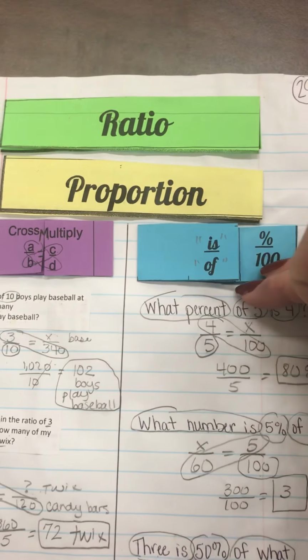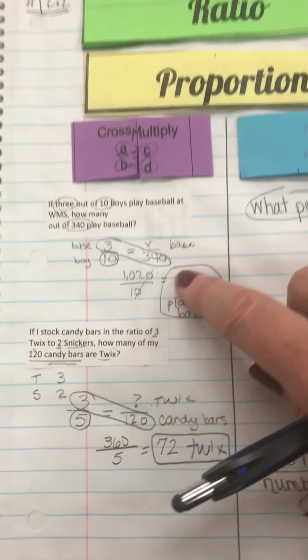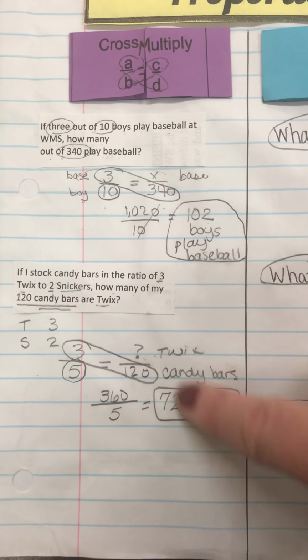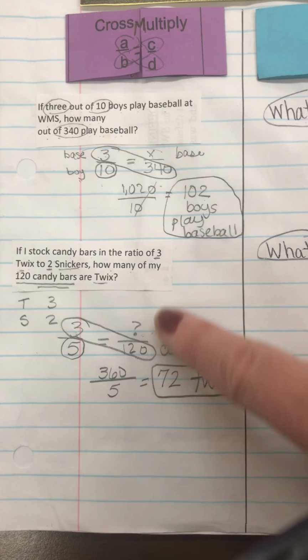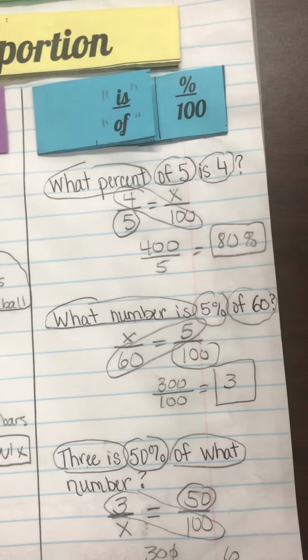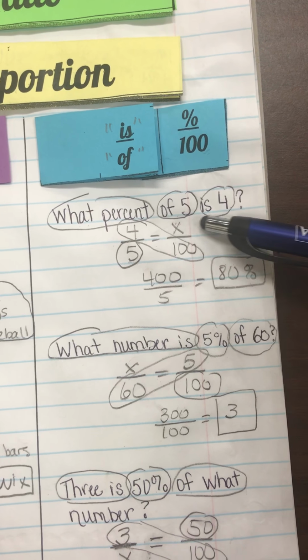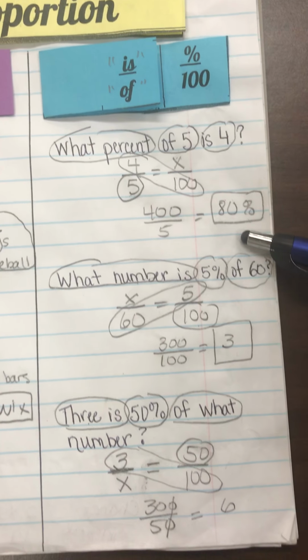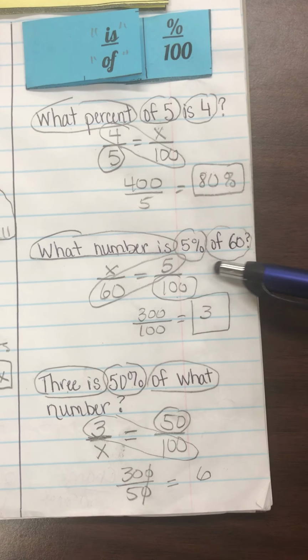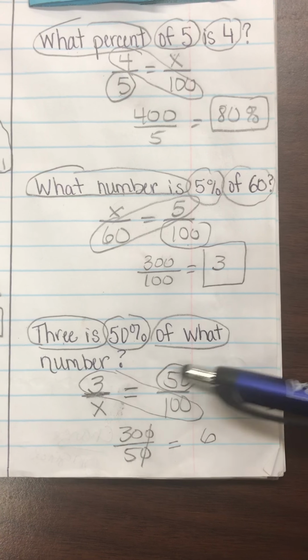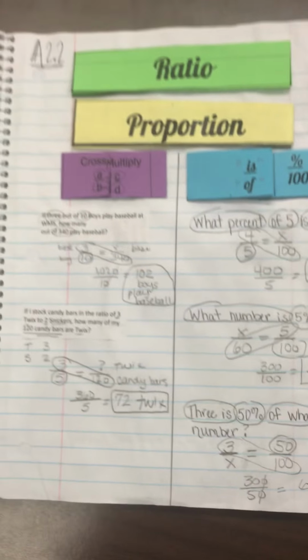29, there's nothing to do with the foldables. You didn't have to write anything. But you should have this problem completely worked out about baseball. This problem completely worked out to 72 on candy bars. You should have a what percent of 5 is 4 completely worked out to 80%. What number is 5% of 60 to answer of 3. And 3 is 50% of what number worked out to 6. All of this complete for page 29.